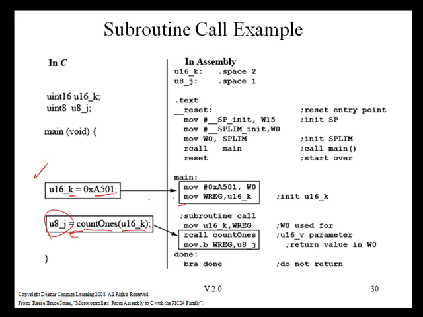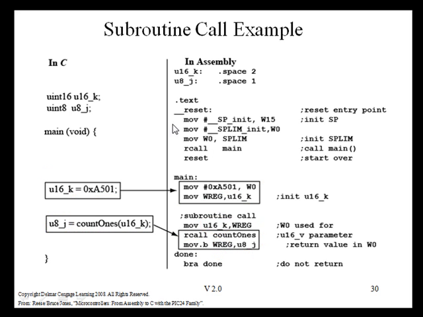Here, we're going to initialize k by taking A501, copying it to W0, and then writing that to k. Now we need to do a subroutine call. First thing we need to do is initialize W0, here, wreg, with the contents of k. Then we're going to call our subroutine by doing rcall count1s, and now we need to take the return value, which is returning in W0, and we need to copy that to j. At that point, we have finished calling our subroutine.